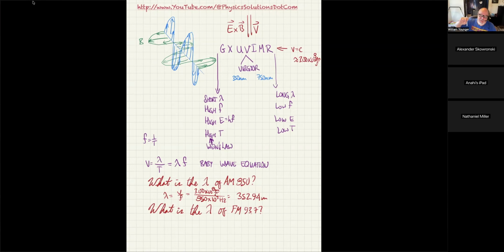That's literally the distance from the peak of one wave to the peak of the next wave. So that's like four football fields long. So I think you can agree that the radio side is the long wavelength.